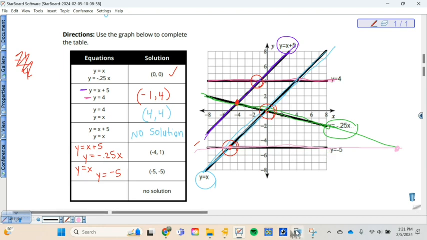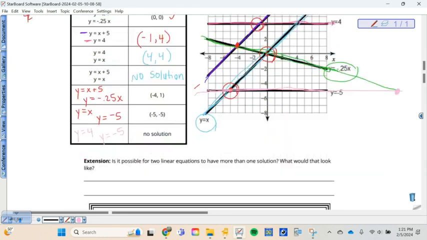Can you tell me two lines though that will never intersect? Y equals 4 and y equals negative 5. Good. Do you know what those lines are called? Parallel lines. Parallel lines never ever intersect. All right. Is it possible for two linear equations to have more than one solution? Why? Because the only way we could get more than one solution is if we have a curved one. But linear equations are always straight lines.